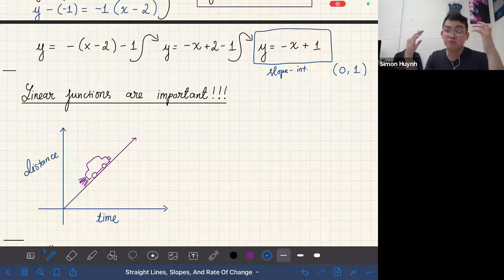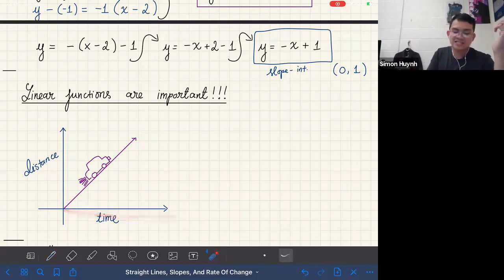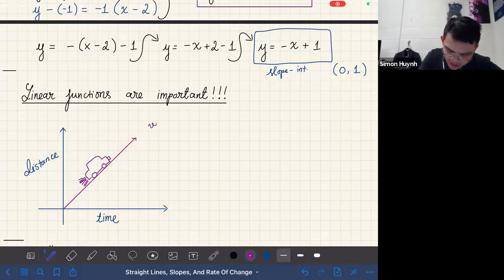Let's say you're driving a car with constant velocity. It's not realistic, but let's say that you are. Then if you plot the function distance as a function of time, where time is on the x-axis and distance is on the y-axis, the function of distance as a function of time will be a linear function, given that the velocity is constant.